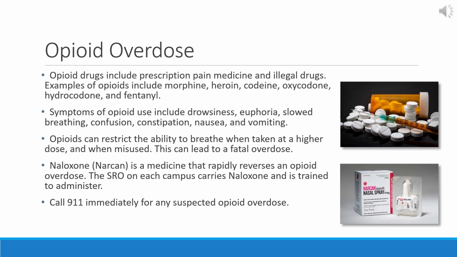Naloxone or Narcan is a medication that rapidly reverses an opioid overdose. The school resource officer or deputy on each campus carries naloxone and is trained to administer. Call 911 immediately for any suspected opioid overdose. And if you see evidence of drug use or suspect an overdose, always put a barrier between yourself and potential exposure.